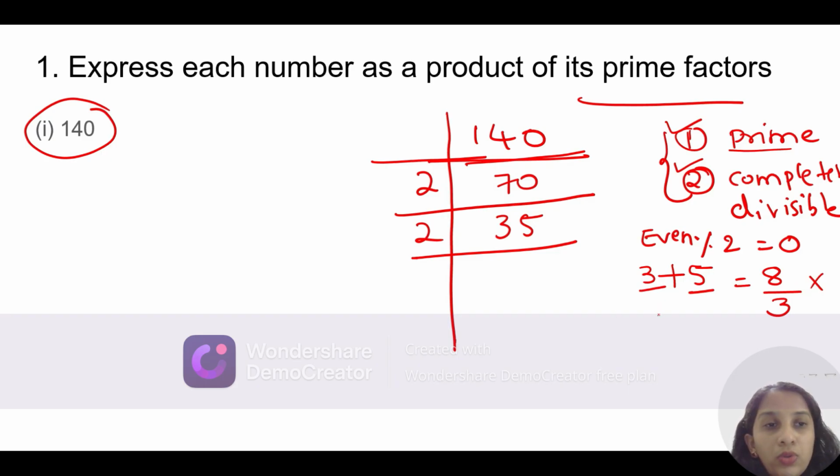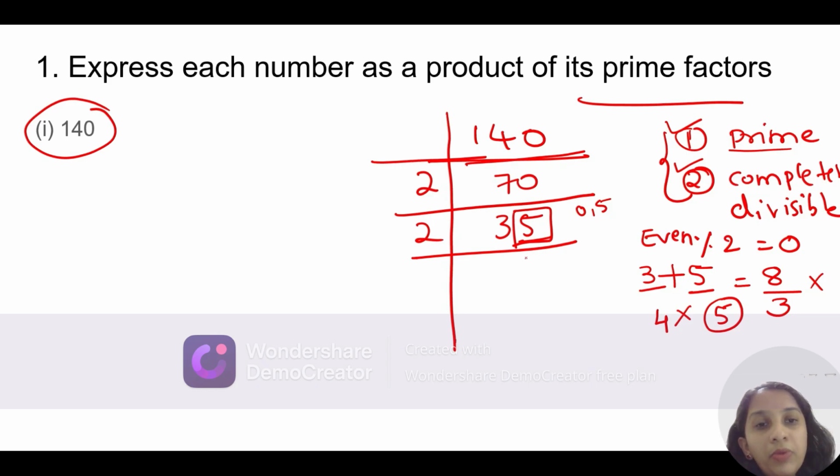Next, can I take 4? No. 4 is not a prime number and 35 is also not divisible by 4. Okay, then which is the next prime number? 5. Can I take 5? Yes, you can take 5, because if any number's last digit is either 0 or 5, then that number is completely divisible by 5. So here I can take 5 to divide 35 completely. Okay, so 5 sevens are 35.